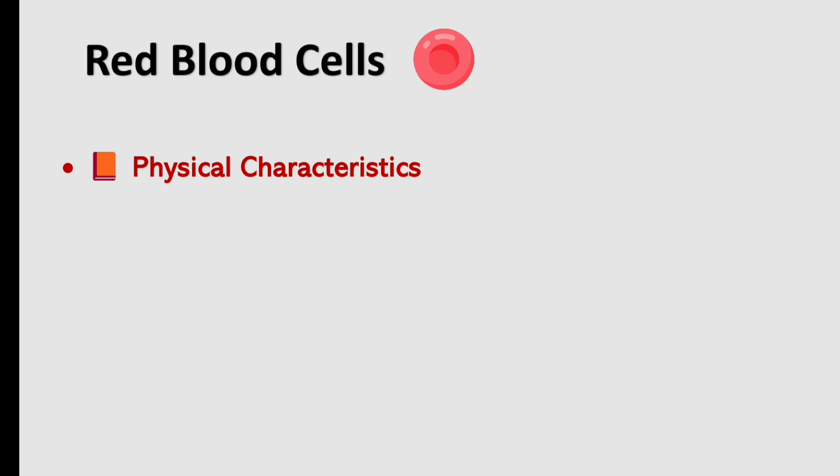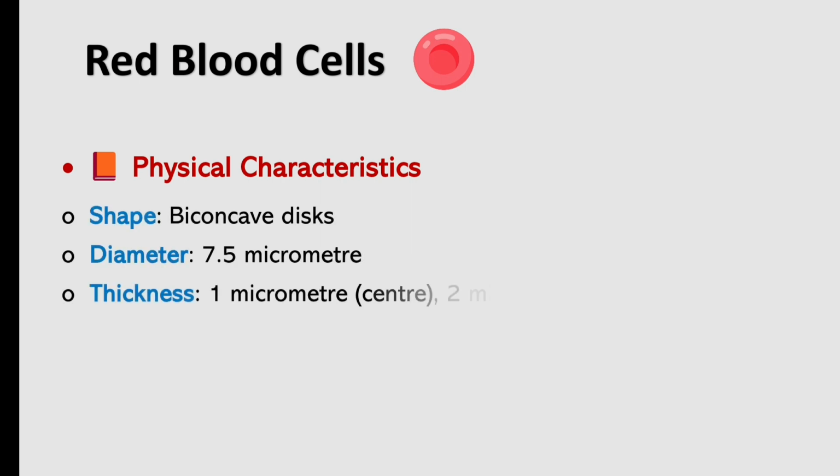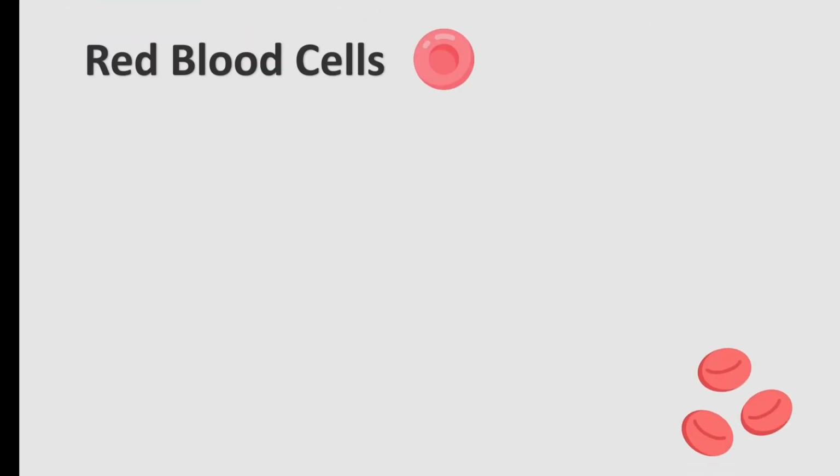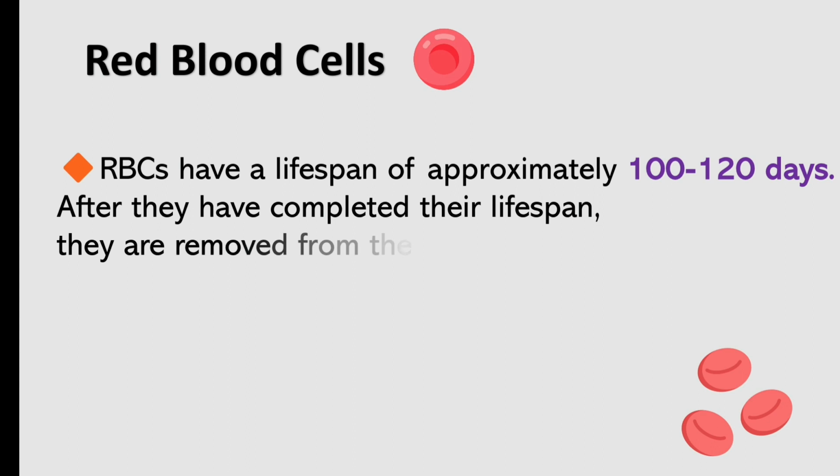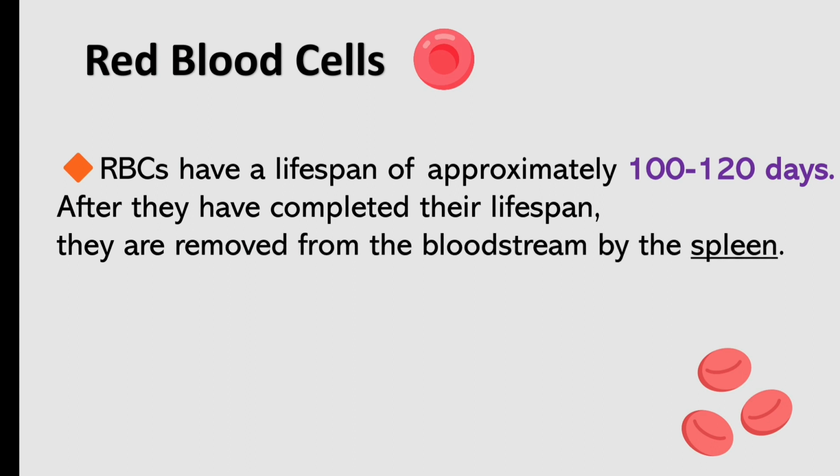Physical characteristics of the red blood cells: the shape is a biconcave disc, diameter 7.5 micrometers, thickness 1 micrometer in the center and 2 micrometers at the edges. The red blood cells have a lifespan of approximately 100 to 120 days. After they have completed their lifespan, they are removed from the bloodstream by the spleen.